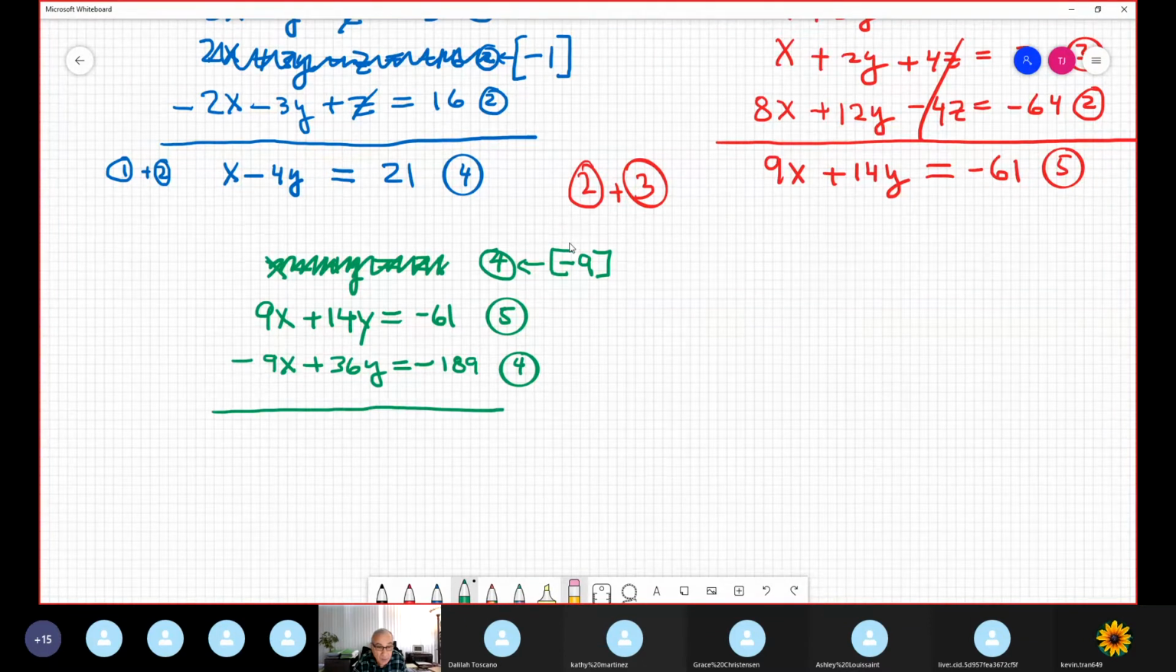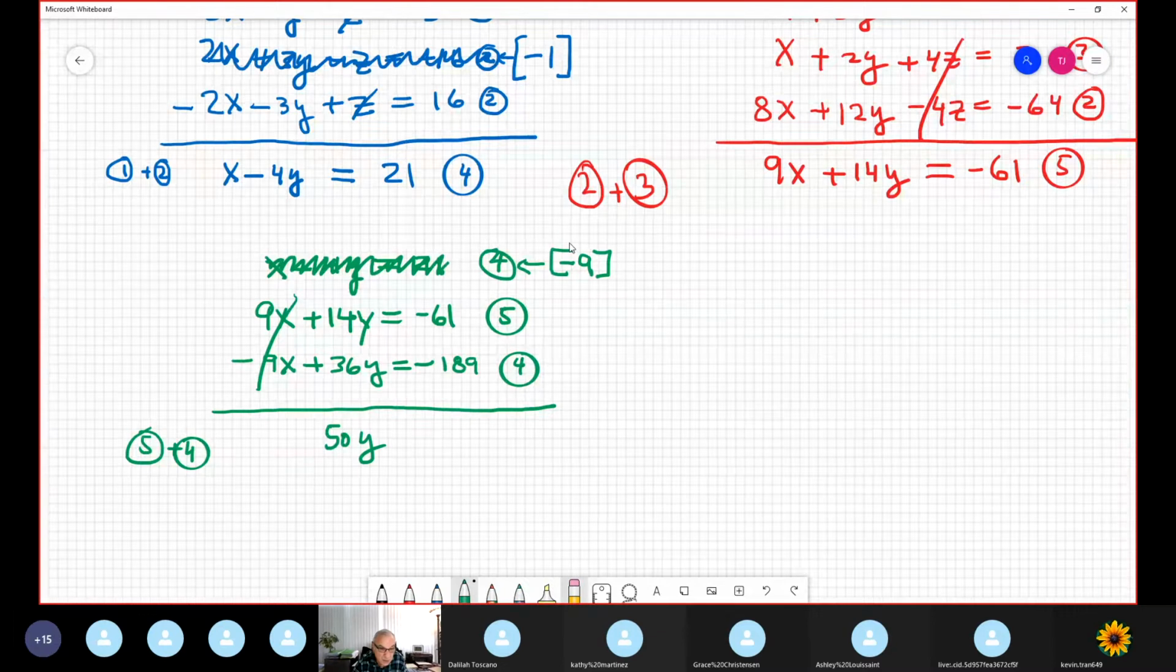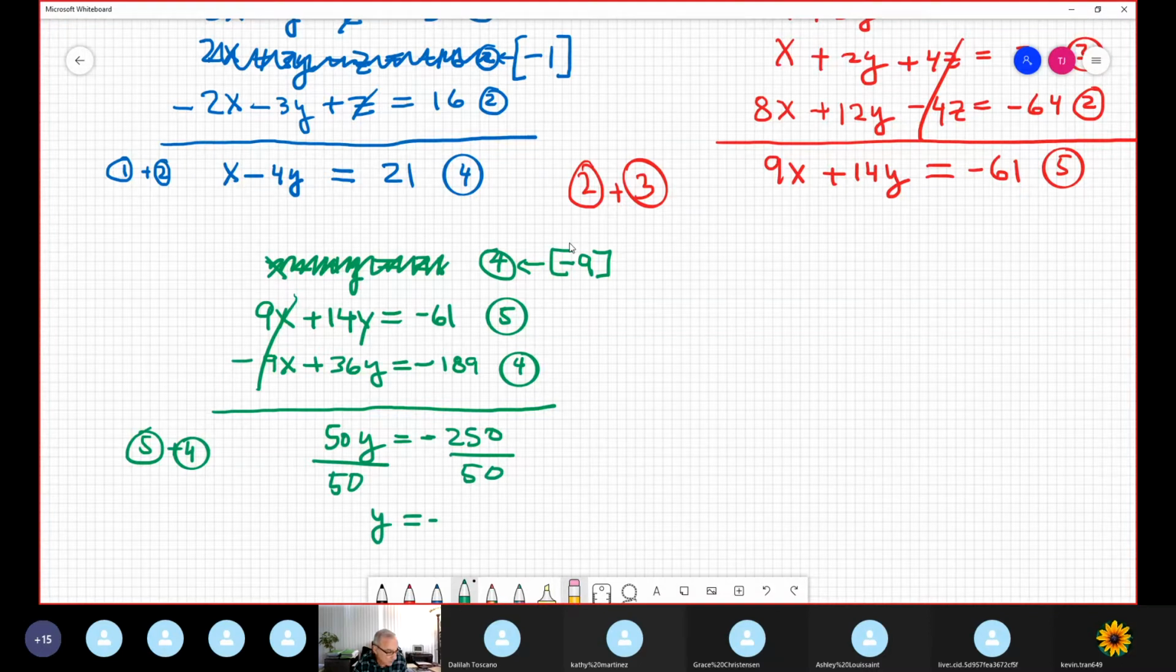Ready now. Adding equation 5 plus equation 4 by column. This is 0, it cancels out. This is 50y, and this is minus 250. Wow, we have only one variable, easy. Divide by 50 on both sides. y is equal to negative 5. Am I finished? No. The only thing we have done is find the y value. I need to find the x value and the z value.